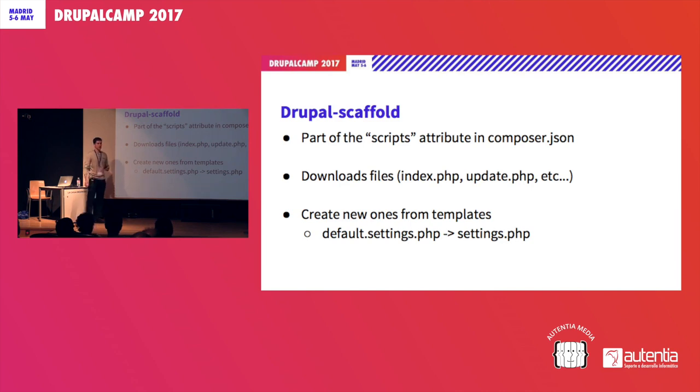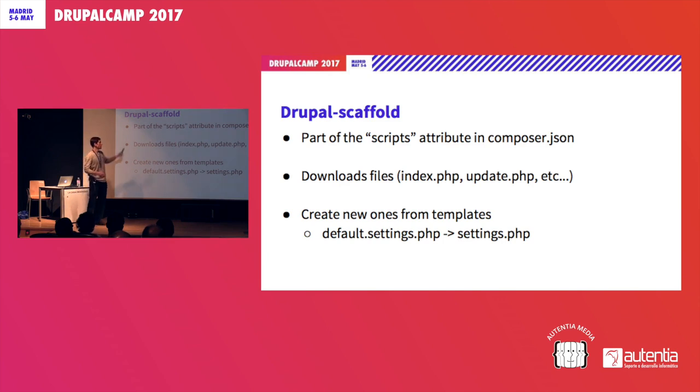What happens is that every time we type composer install or composer update, Drupal scaffold will download these files, among others. So index.php, update.php, the robots.txt file, and the htaccess file. And now, for those of you who have only worked with Drush, you may be thinking, well, why should I do this? So if I'm installing Drupal or updating Drupal, am I not getting these files by default? And the answer is no.